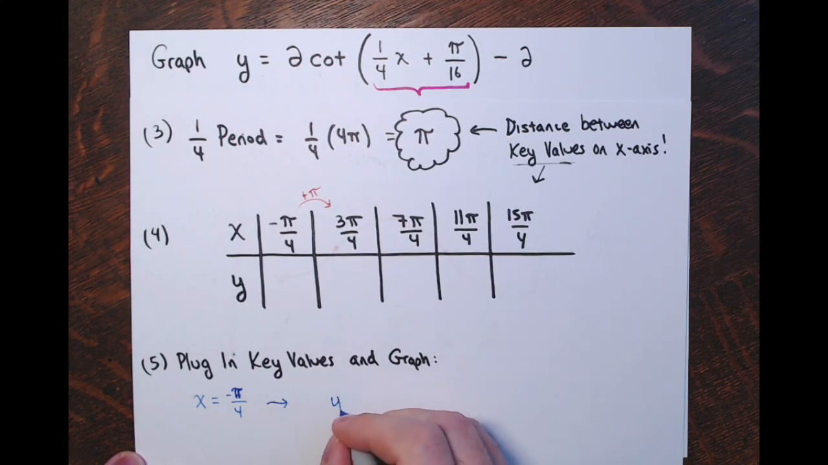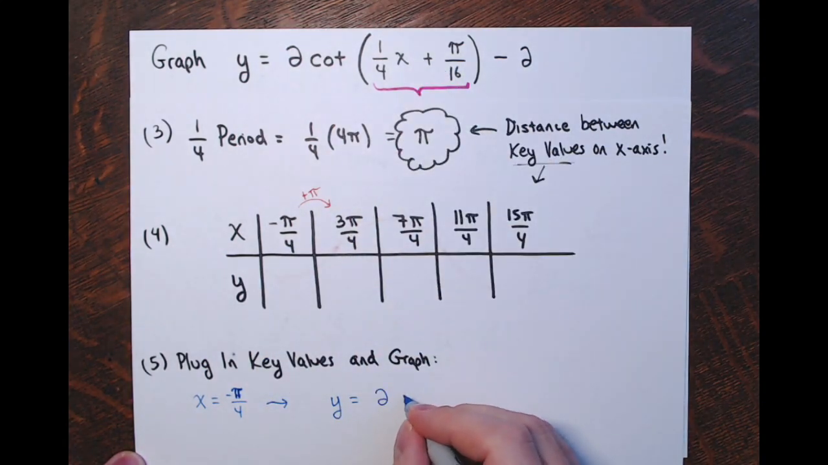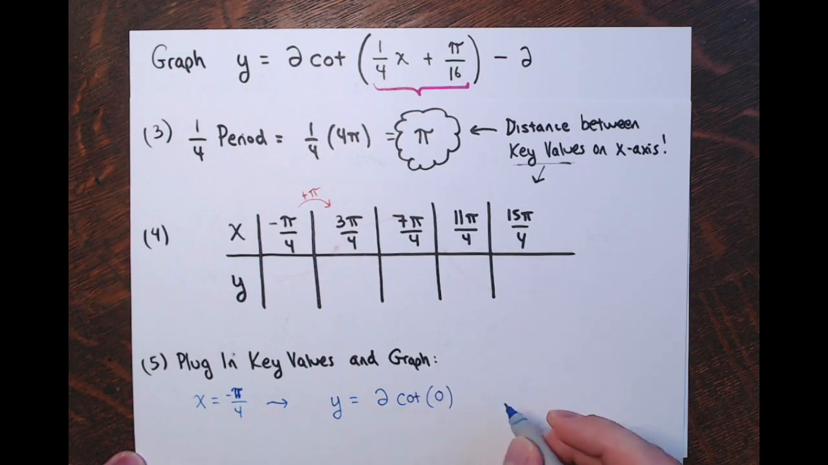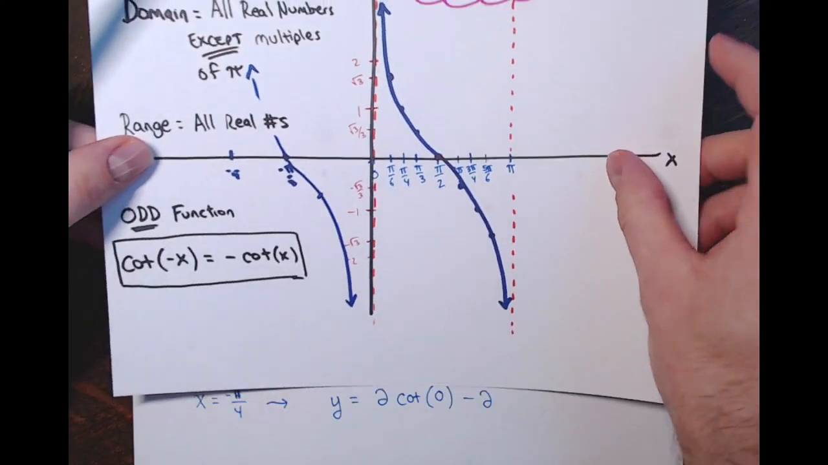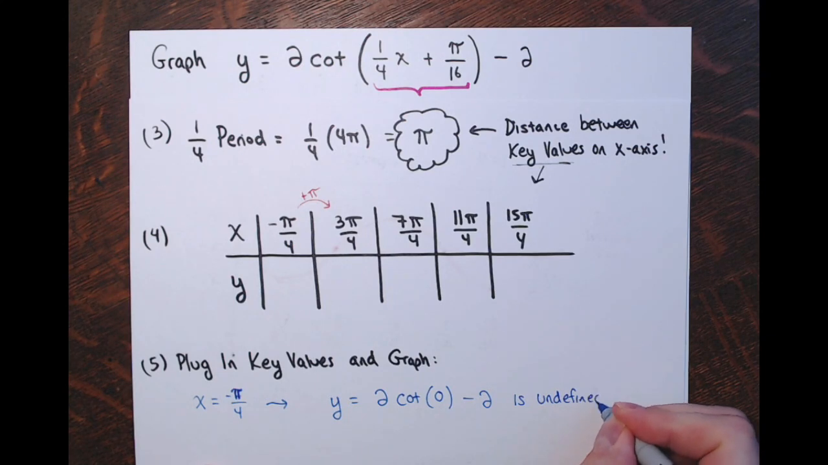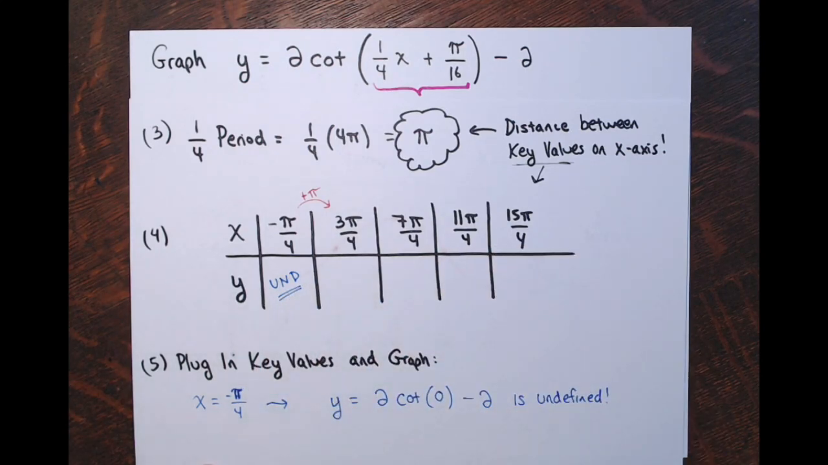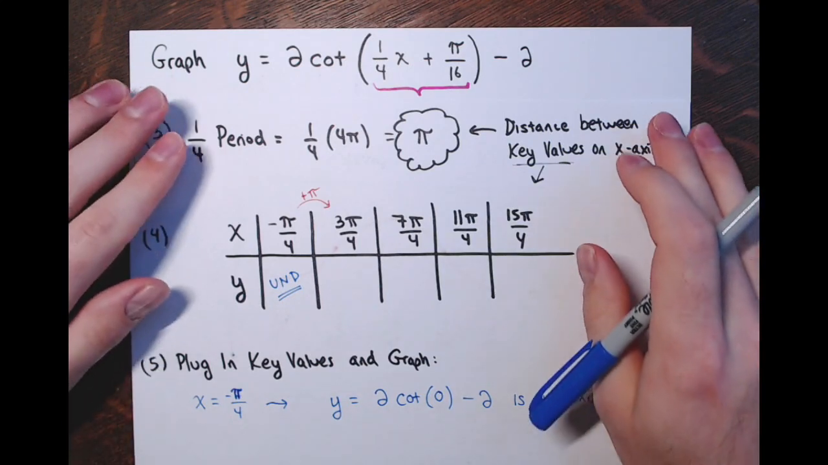Well, if I plug in negative pi over 4 for x, we said that would make this 0. I'd have 2 times the cotangent of 0, and then minus 2. Now we said it a second ago, here is that cotangent graph one more time. Remember, the cotangent of 0 is undefined. So I'm going to put that in my chart, UND for undefined. Now all that tells me is that I'm going to be putting an asymptote at negative pi over 4.